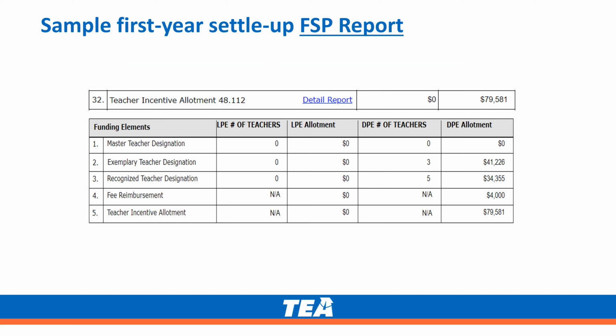The Teacher Incentive Allotment amounts are also available in a district's Source of Funds report, or SOF report. The report will show the amount that was projected in the Legislative Planning Estimate, or LPE, column and the actual amount in the DPE, or District Planning Estimate, column. This is a sample of a district's first year settle-up report. For the first year, since there was not TIA funding received the prior year, the LPE column will be 0.